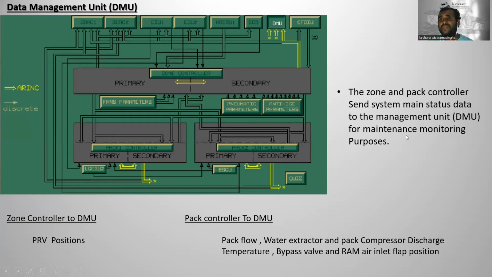Data to the data management unit for maintenance monitoring purposes. The zone controller to the DMU sends PRV, pressure regulating valve positions. And the pack controller to the DMU sends pack flow, water extract, pack compressor discharge and temperature, bypass valve and ram air inlet flap position.